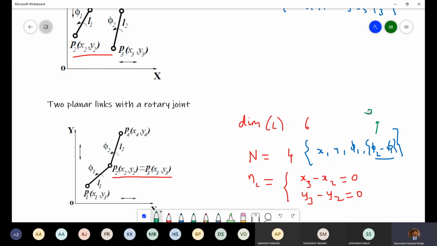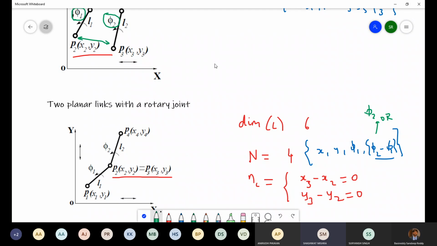Will it be either Phi2 or this? It will be Phi2 only, sir, because Phi2 is the rotation of link 2. You can see in the top here, Phi 2 is only the rotation of link 2. Phi 1 is only the rotation of link 1. And all you're doing is joining P2 and P3.